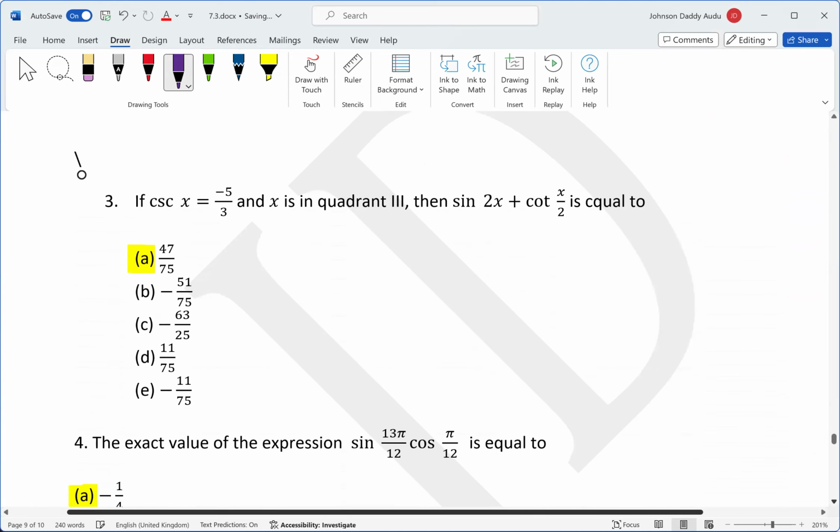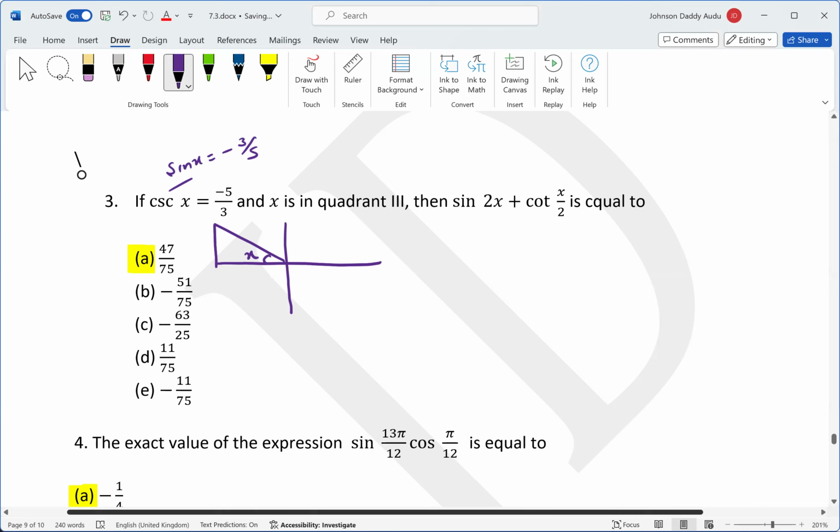Right. So question number 3. For question number 3, we are given that cosec x is this and x is in the third quadrant. So let's go to the third quadrant and let's draw our x. Cosec is what? It's the reciprocal. So this simply means that sine x is minus 3 over 5.